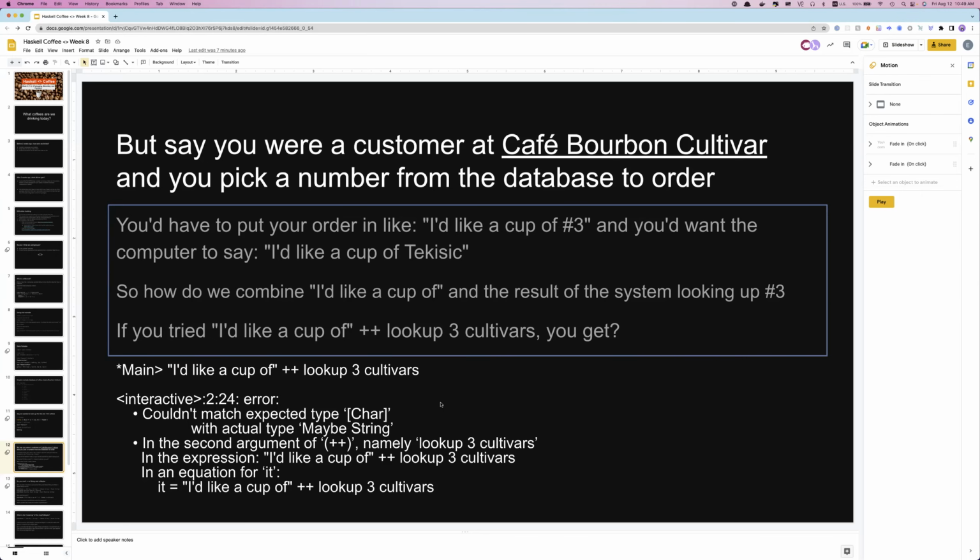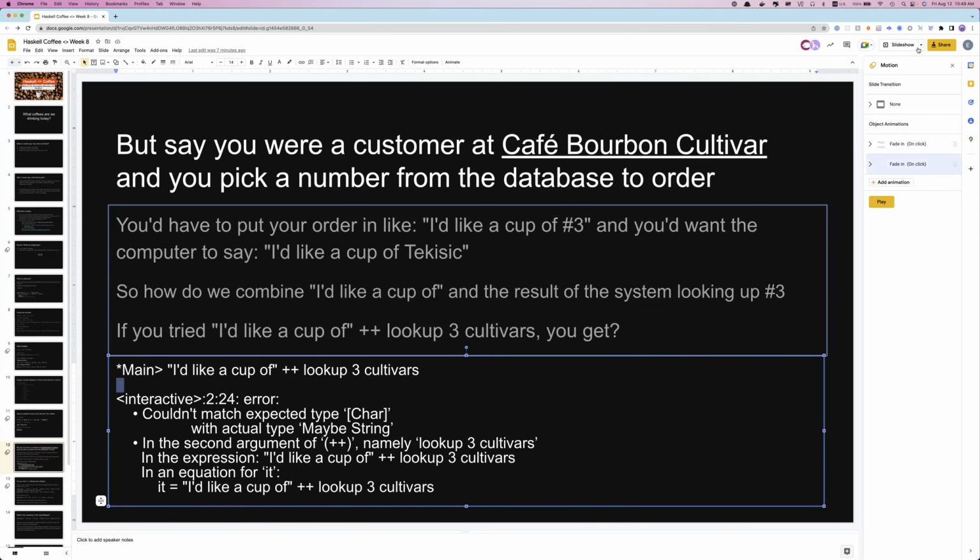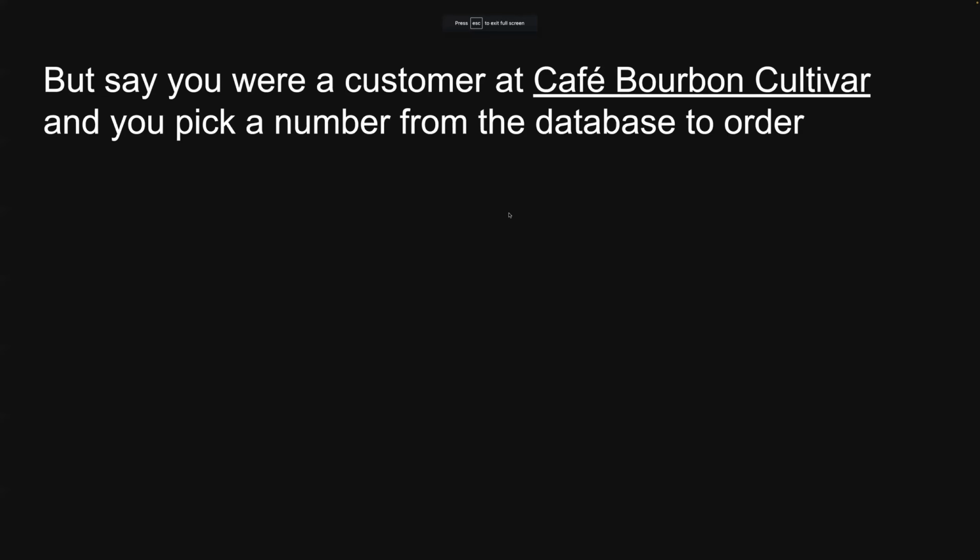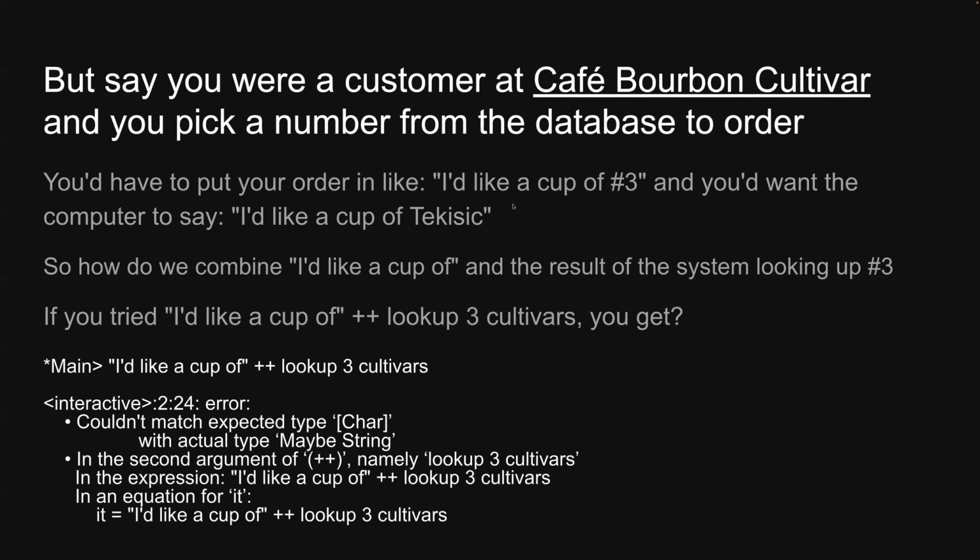Okay. So you would get this error, and the error would say, hey, you've got this char type, this array of char, or this list of chars on the left-hand side of this plus, and in order to use the plus, you need an array of chars on the right-hand side. However, what you actually got was a maybe string. So it says the second argument of the plus is not correct. So how do you handle that?